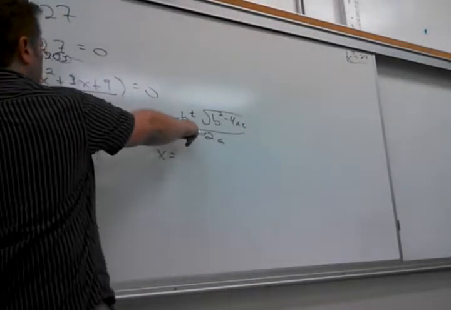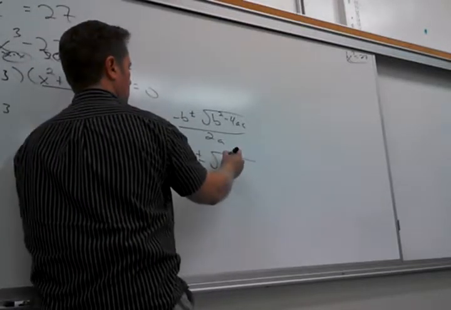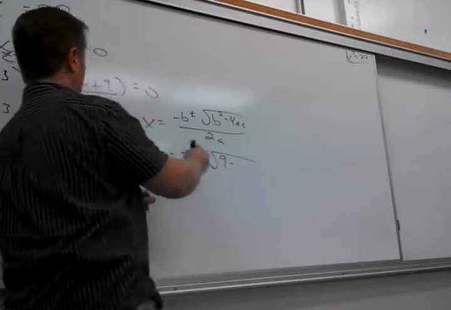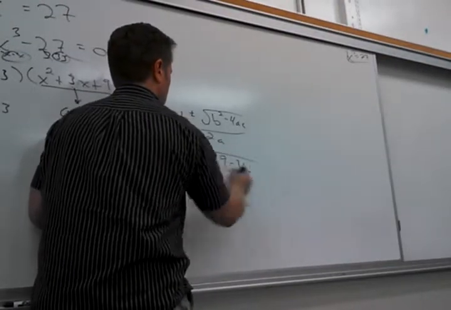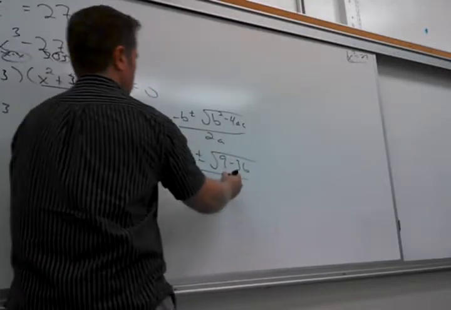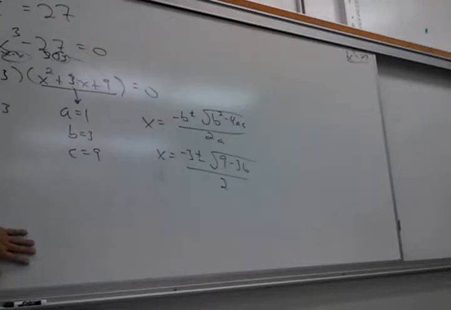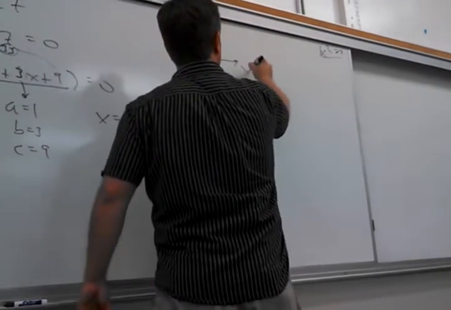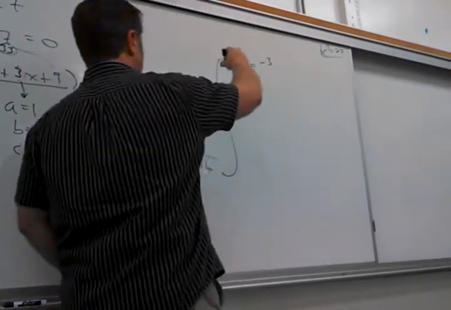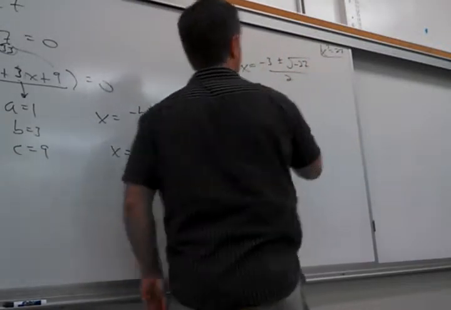So how does this come out? This will be minus 3 squared, minus 4 times 1 times 9, so minus 36. So it's negative 27. Yeah, exactly. And we're not worried about that anymore at all, are we? You see a square root of a negative number, we don't freak. We just know it's going to involve an i. Good. So I get negative 3 plus or minus the square root of negative 27, all over 2.